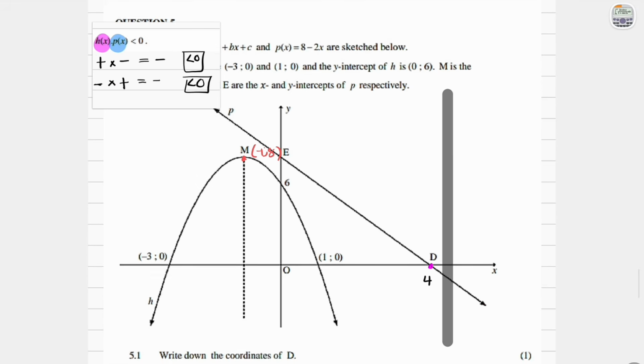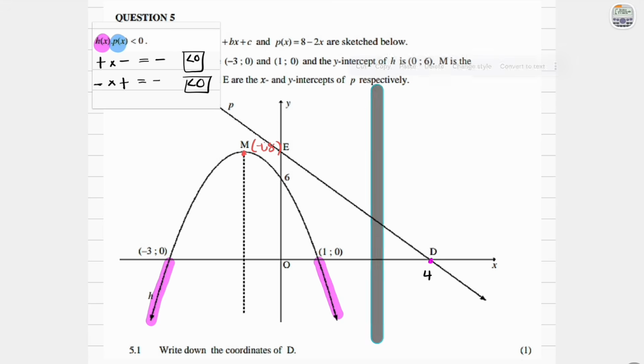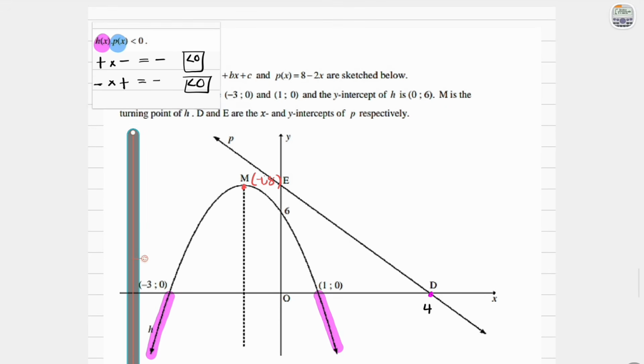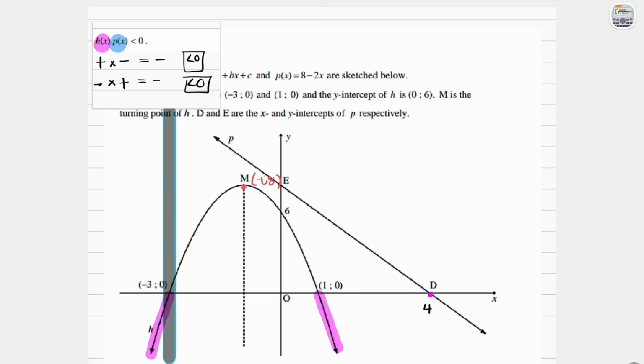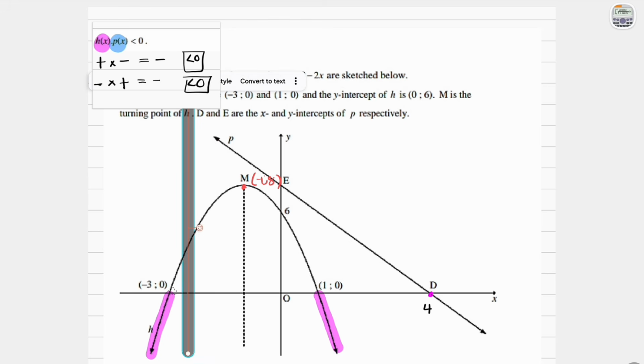Where is h of x below the x-axis? That's here and here. Now, where h of x is below the x-axis, p of x needs to be above the x-axis. Does that happen within this region that we have highlighted? Yes, it happens here because p is going to be extended all the way through there, and so it's above the x-axis all through here till this point.